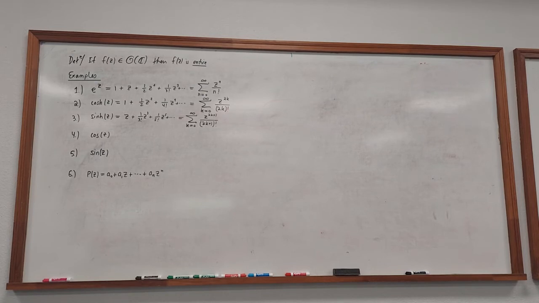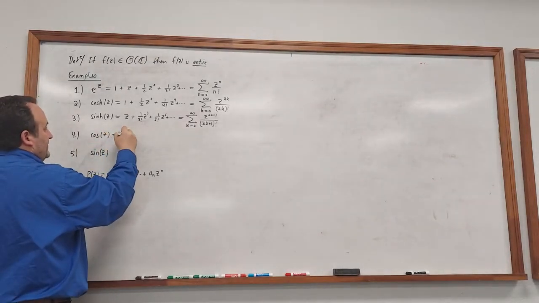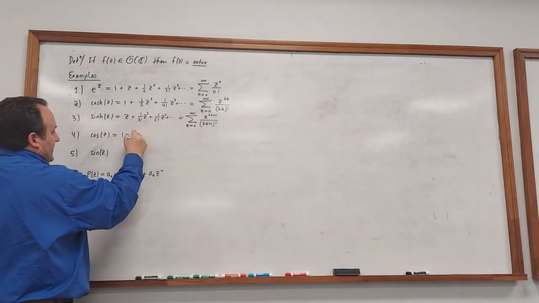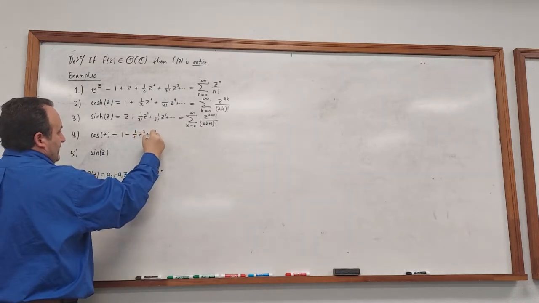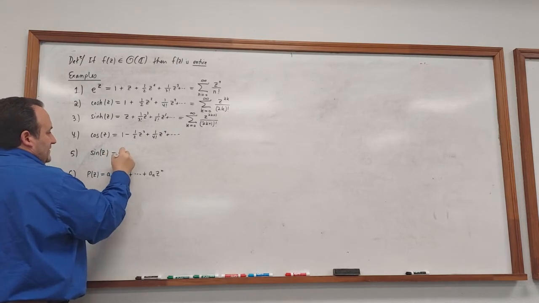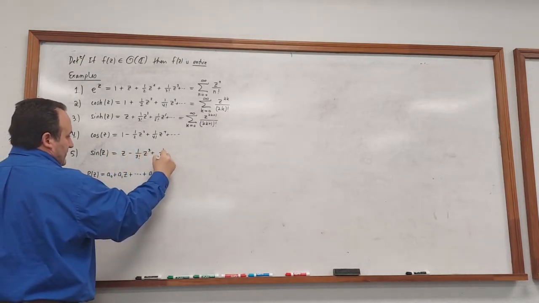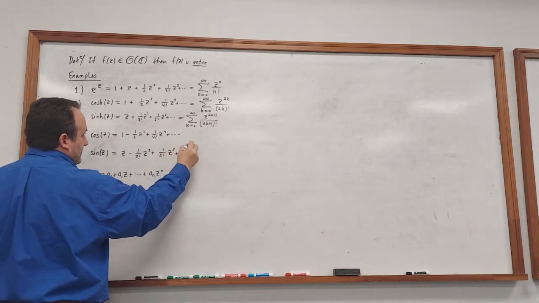Now cosine and sine are the same as cosh and sinh, not with an i, but with a -1 to the k factor. So it's the same thing, but it alternates. So it's 1 minus 1/2 z squared plus 1 over 4 factorial z to the 4th plus and so on, and sine is z minus 1 over 3 factorial z cubed plus 1 over 5 factorial z to the 5th plus and so on.